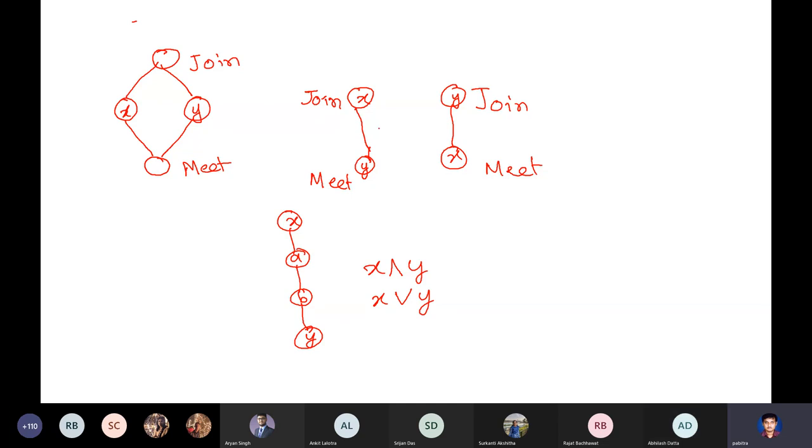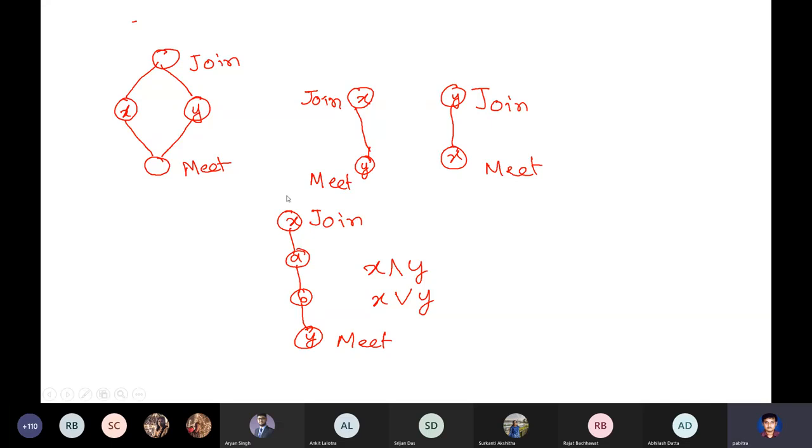Yes, X and Y only. So exactly. What I'm trying to say is that even if they are in a chain, there are only two patterns of finding join and meet. If they're in a chain, either a single chain or a long chain, the join and the meet are nothing but the two ends of the chain. And if you have a diamond-like structure like this, then the join is the top of the diamond and the meet is the bottom of the diamond. So these two structures are common. There may be more complicated things, but in these two, it is clear what is join and what is meet.